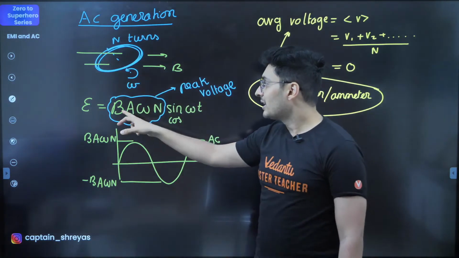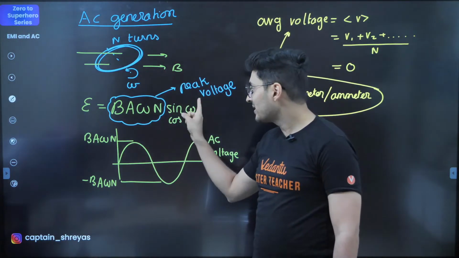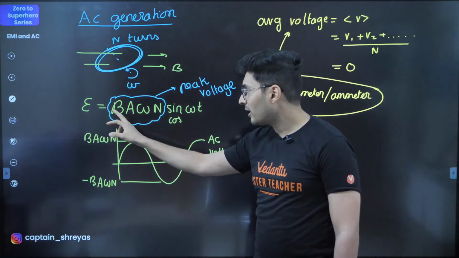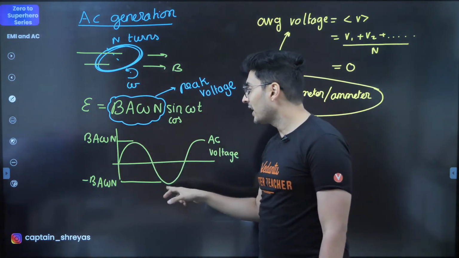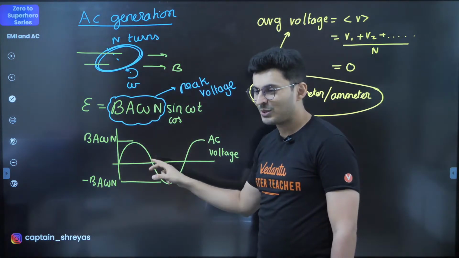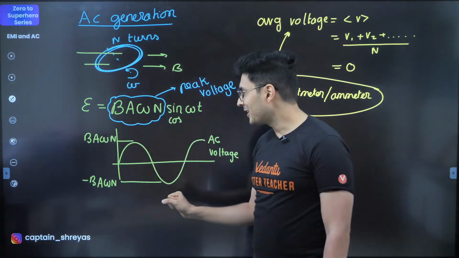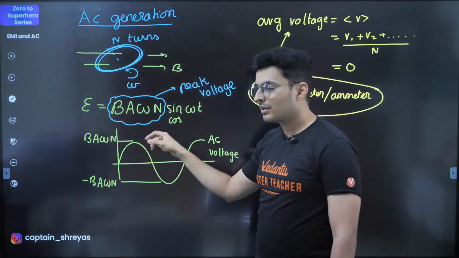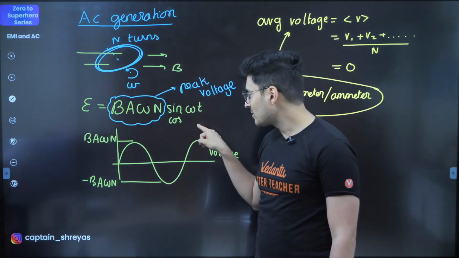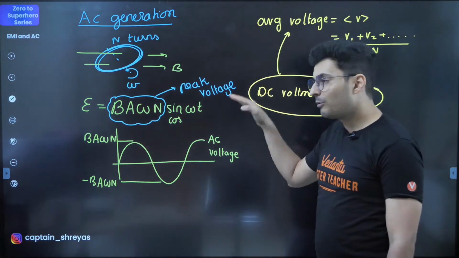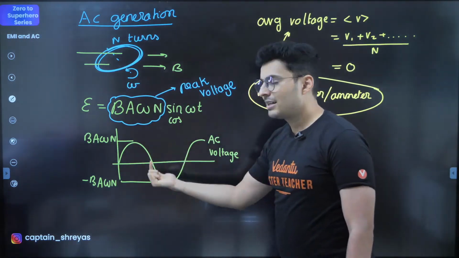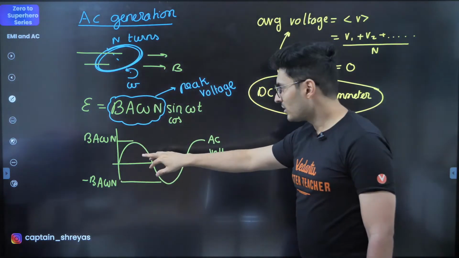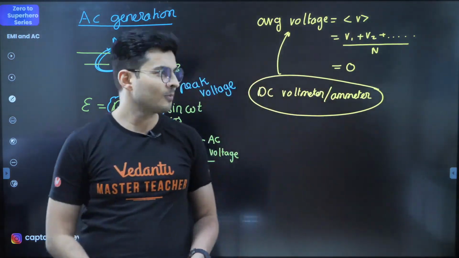So when it rotates, this is the amount of EMF created. You can see there is a sine or a cos function, because of which, if you draw a graph of EMF with time, it will look like a sine or a cosine graph. The maximum value, the peak value, is BANO. So plus BANO, minus BANO, it keeps varying between them. When it is on this side, current is flowing this way. When it is on the negative side, the current is flowing the other way. That's why it's an AC voltage.